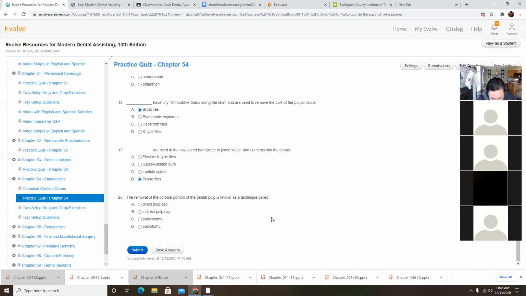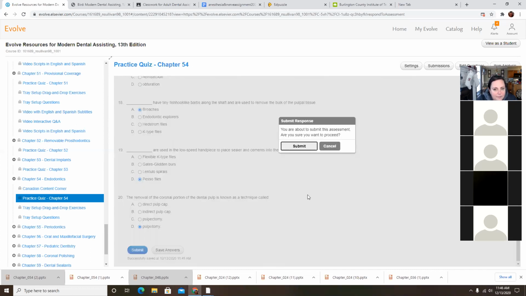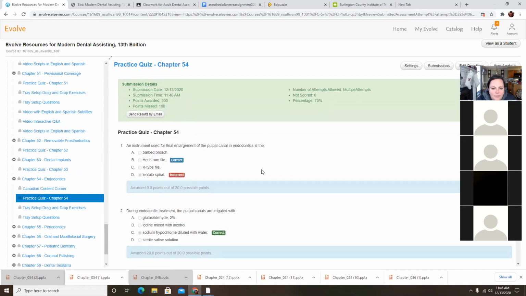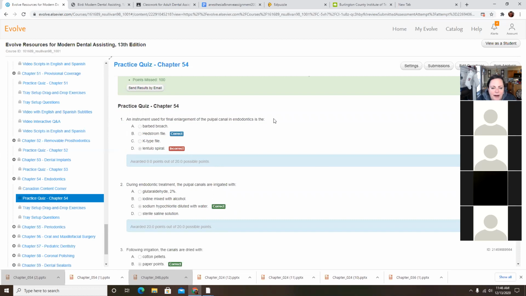But okay, let's see. The removal of the coronal portion of the dental pulp is known as a technique known as a pulpotomy. All right, let's see how we did. Okay, the instrument used for final enlargement of the pulpal canal. So I was right the first time, it is the Hedstrom files.